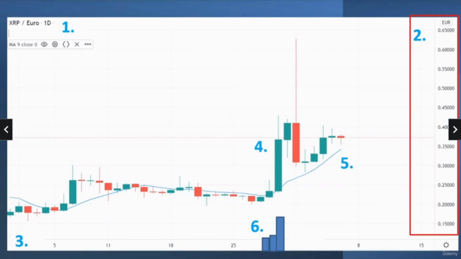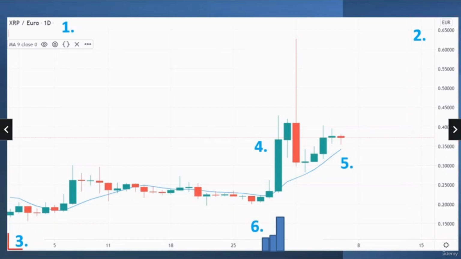Number 2, over there on the far right side, is our price. You can see that's in EUR, or euros. This is what we pay in euros to buy one XRP cryptocurrency. That's our price on the vertical axis, higher price up to the top, lower price towards the bottom, and that's the range of prices there.